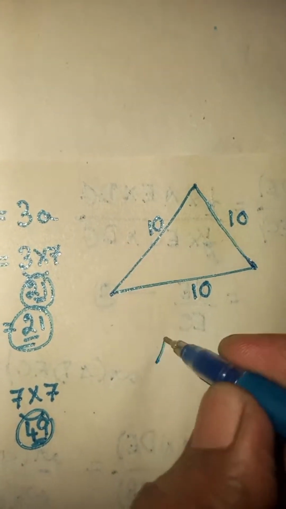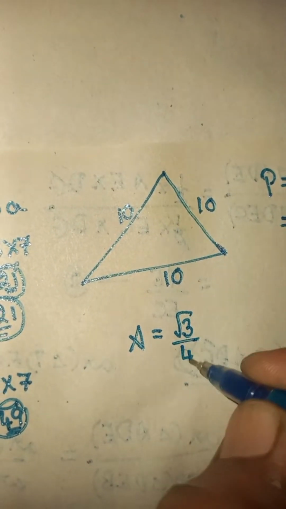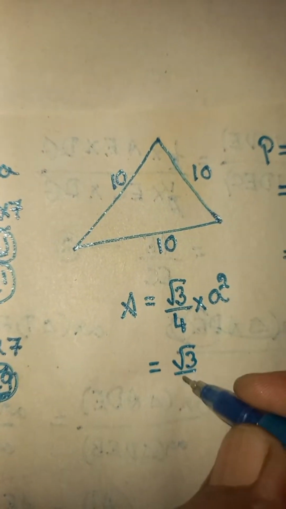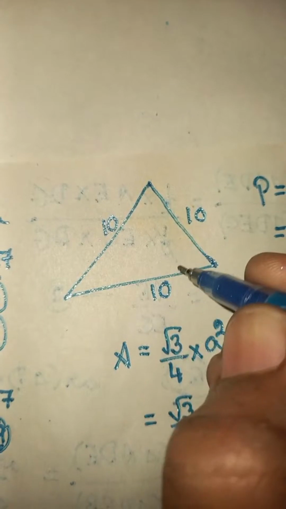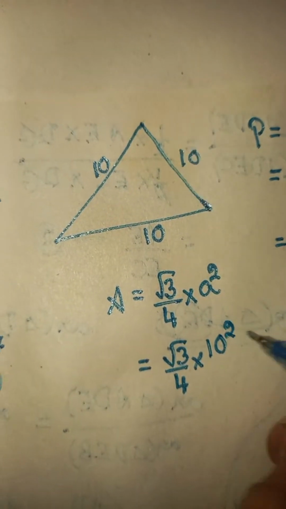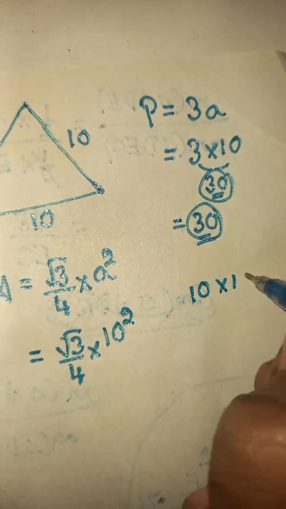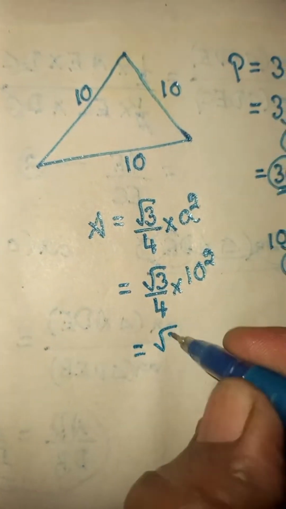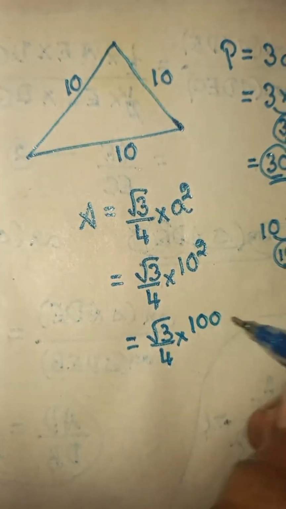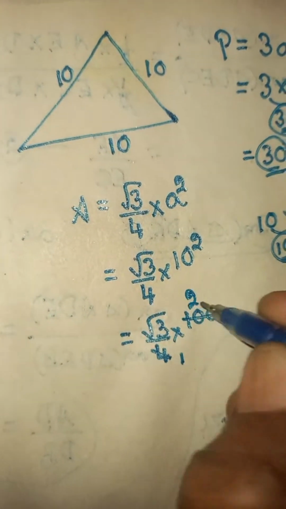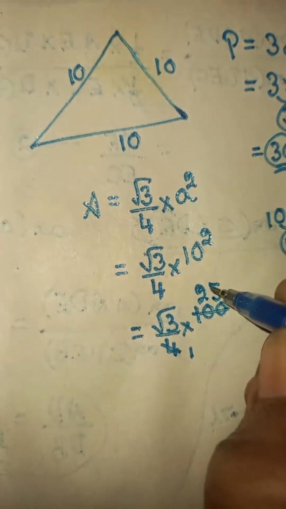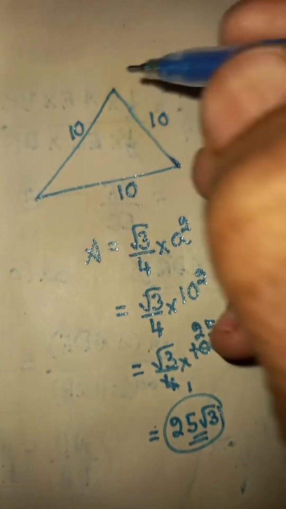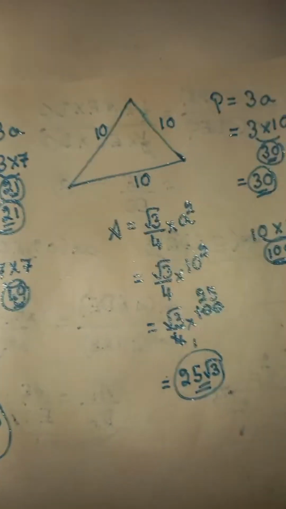Now let's find out the area. Area is root 3 by 4 times a square. Now you're going to get it as root 3 by 4 times the side length, which is 10 units, 10 square. 10 square means 10 times 10, which becomes 100. So this one is root 3 by 4 times 100. 4 times 25 is 100. 25 times root 3, that means 25 root 3 square units is the area of this equilateral triangle.